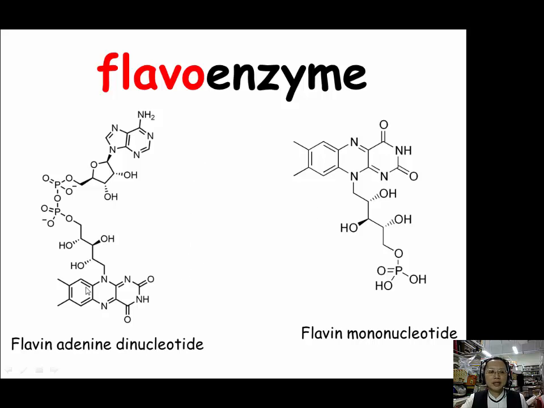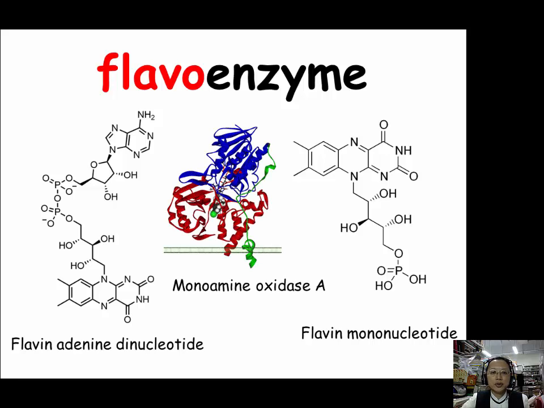Any protein connected with FAD or FMN is considered to be a flavoenzyme. One example is this enzyme, which is called monoamine oxidase A. It has a flavin nucleotide inside its protein, so it is a flavoenzyme.